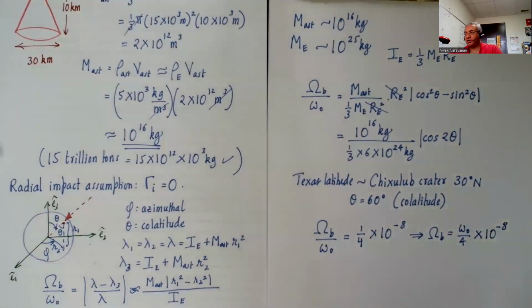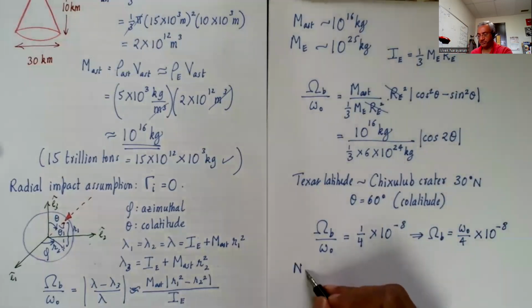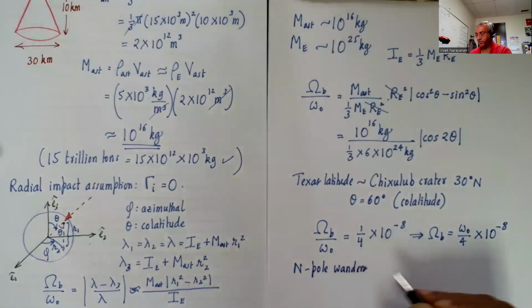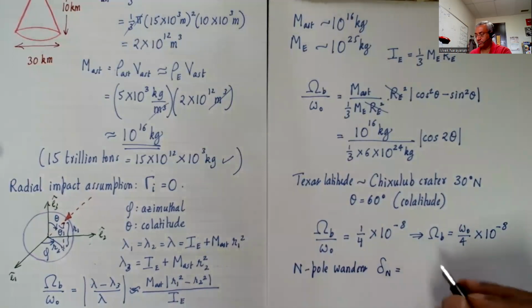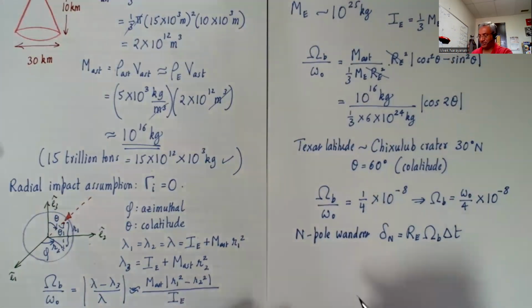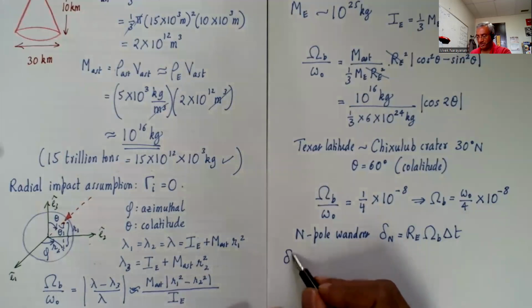So the pole wandering tells you how far the pole has moved. So the North Pole, let's just focus on the North Pole. North Pole wanders in this time, delta n is going to be the radius of the Earth times omega b times delta t, where delta t is the duration since the impact. Now this is of course an estimate. It tells you that the North Pole is pretty much free to move. That's not always true. So let's try to write down what this estimate works out to be.